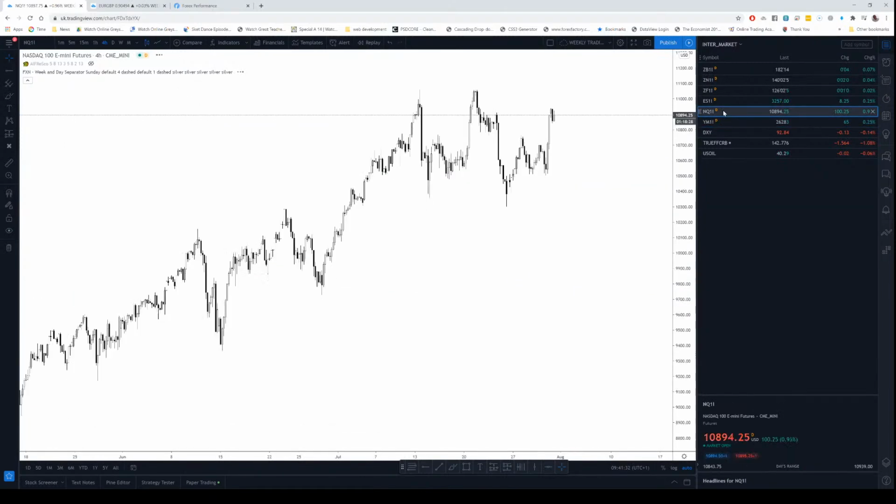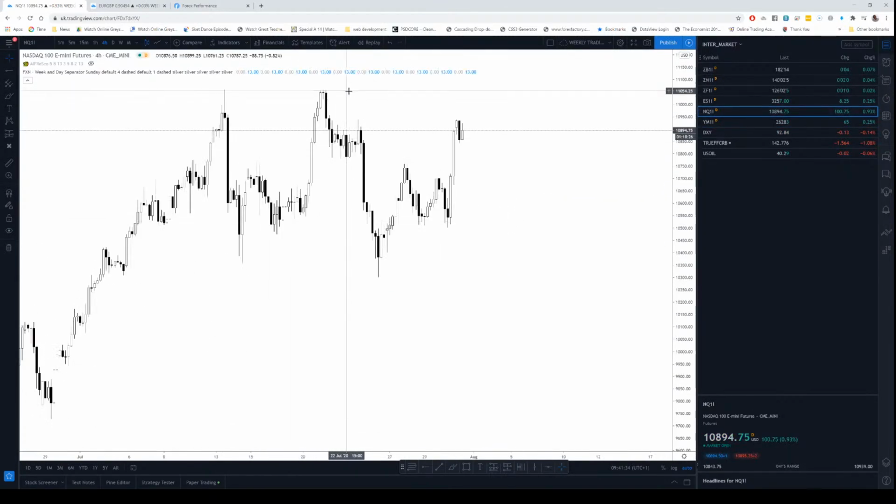Let's go back to it again. Support and resistance traders will look at this level as support or resistance. Which one is which? Support is down, resistance is up. So they're going to see this level as resistance. When price comes here, they're going to be looking for a sell.